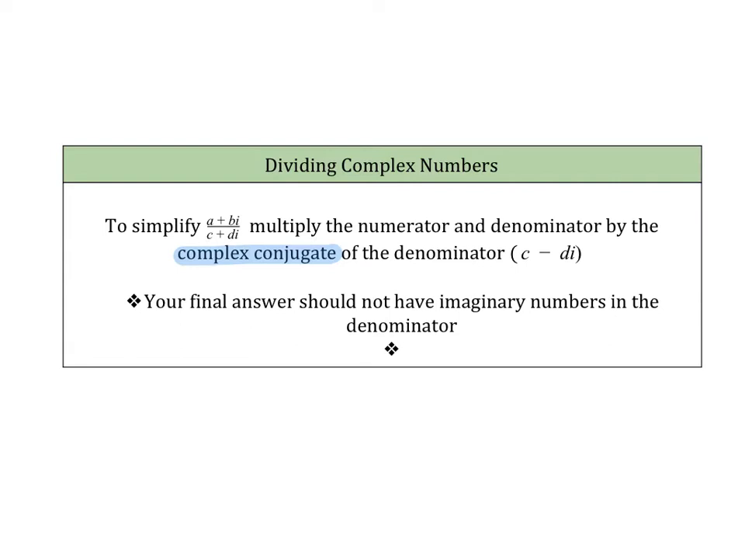So here, for a complex conjugate, we just change the middle sign of our denominator. The complex conjugate of c plus di is c minus di. So for a conjugate, the only thing that changes is your middle sign. And if you multiply the numerator and denominator by this, you'll see that your i's will disappear from your denominator. So that's our goal. Our final answer should never have imaginary numbers in the denominator.